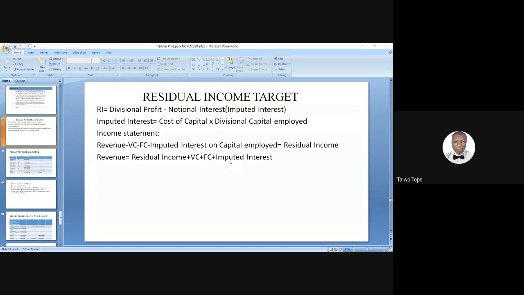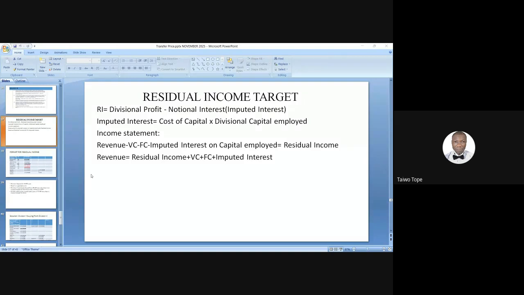Now, the other way around, to get your revenue, it means your variable costs will cross to the other side, your fixed costs will cross to the other side, your imputed interest cost on capital will cross to the other side. So in doing that, your revenue will be what? Your residual income plus your variable costs plus your fixed costs plus your imputed interest. So when you add all these, that will give your revenue.